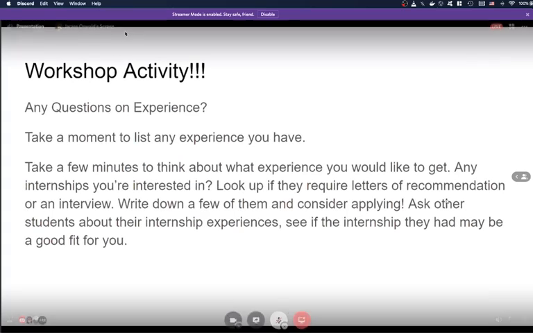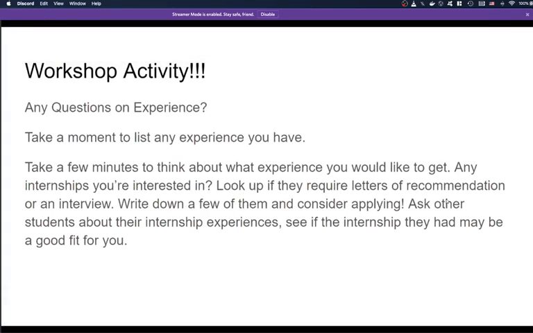All right, so workshop activity part 5. Questions on experience. Take a moment to list all the experience you have. This doesn't even have to be tech experience. This can just be any experience you have doing any work whatsoever. And then take a few minutes to think about what experience you would like to get. This can be what future jobs you want, what you envision as your career path.